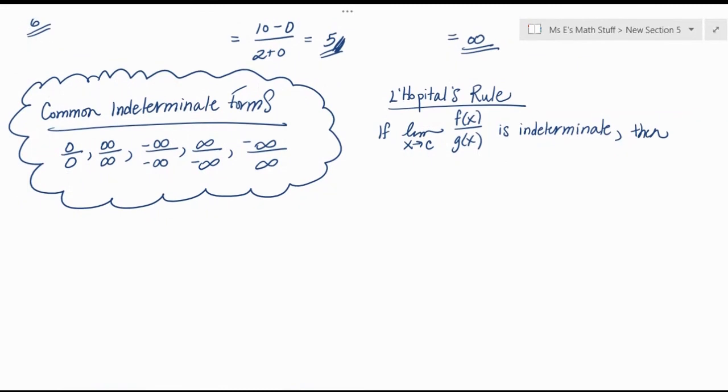Yeah, the derivative. So the limit as x approaches c of f of x over g of x, if it's an indeterminate form, then you could get the value of it. So I'm just writing that again. The limit as x approaches c of f of x over g of x would be the same as the limit as x approaches c of the rate of change of the top function divided by the rate of change of the bottom function. There we go. And that's it. That's L'Hopital's rule.